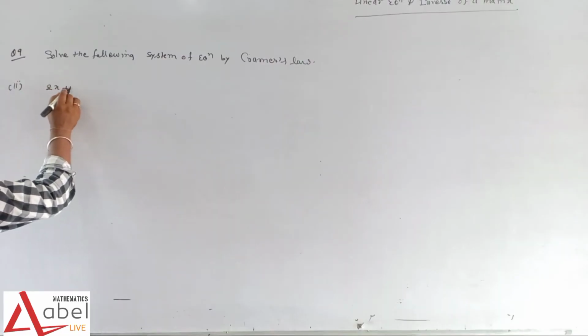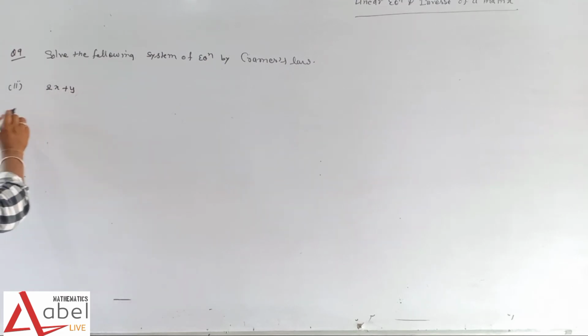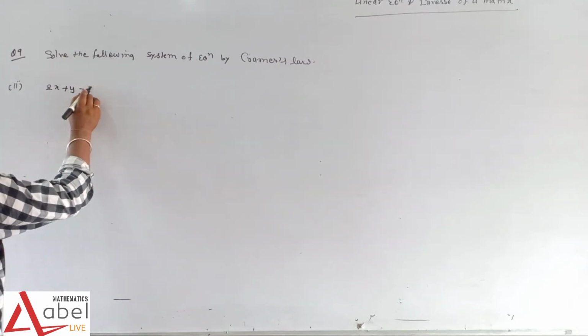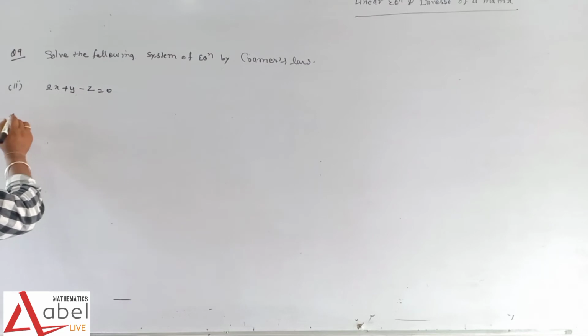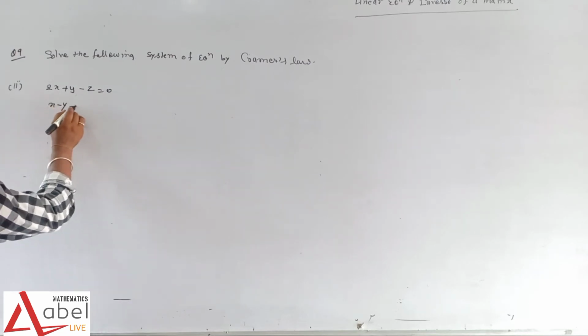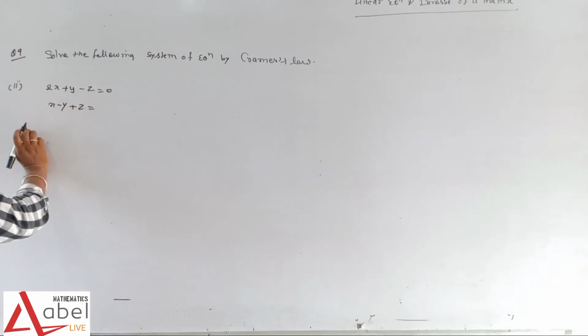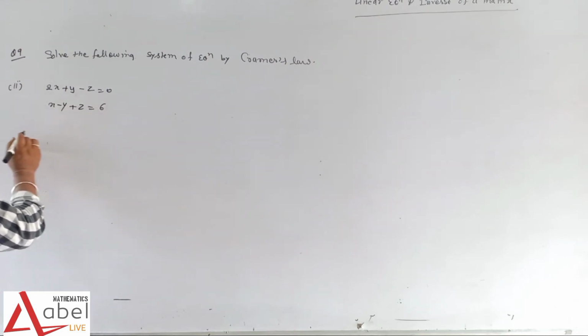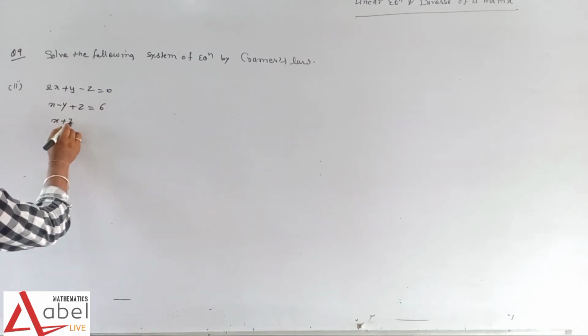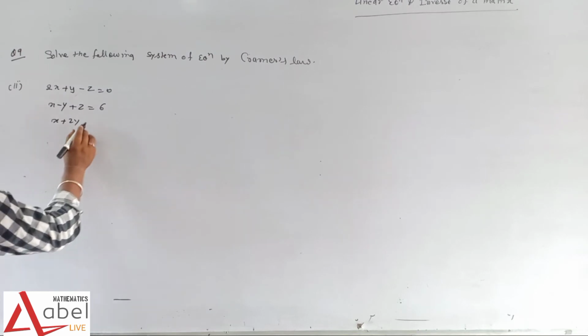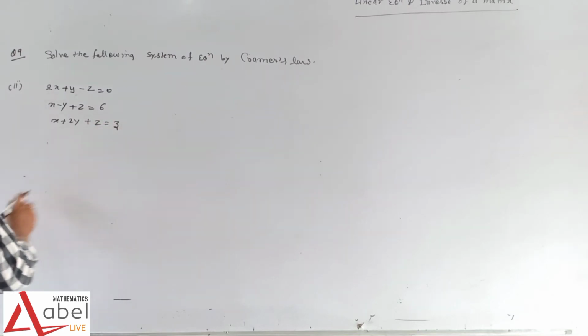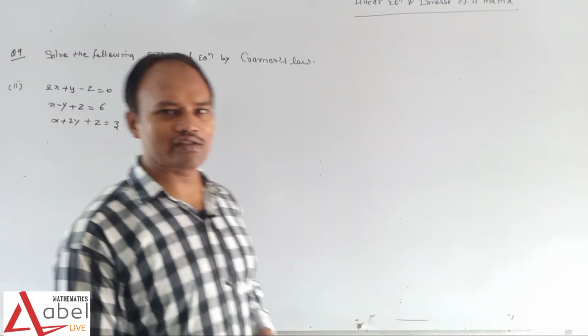So 2x plus y minus z equals 0, and x minus y plus z equals 6, x plus 2y plus z equals 3. 2x plus y minus z equals 0, x minus y plus z equals 6, and x plus 2y plus z equals 3. So students, this is a question and we have to solve this again.